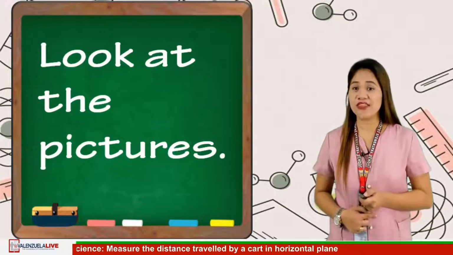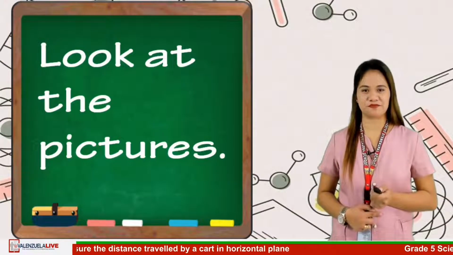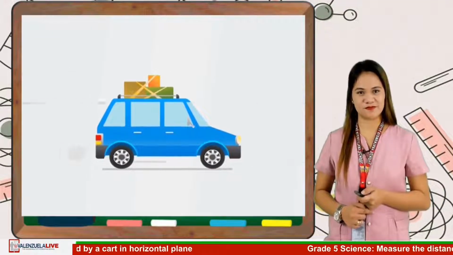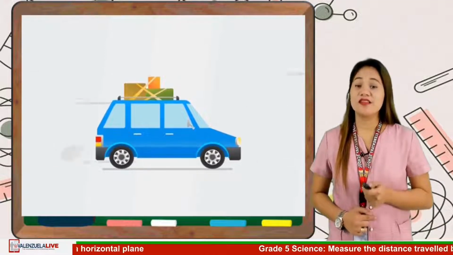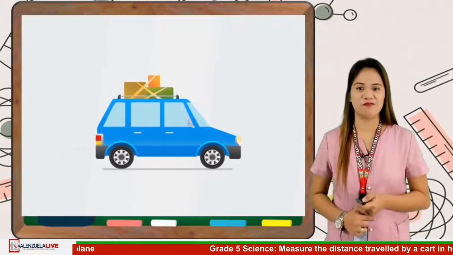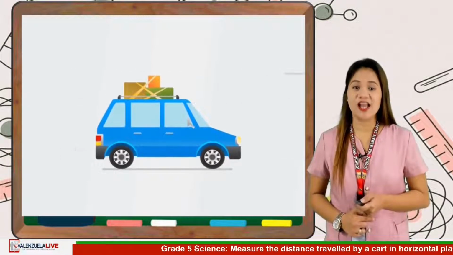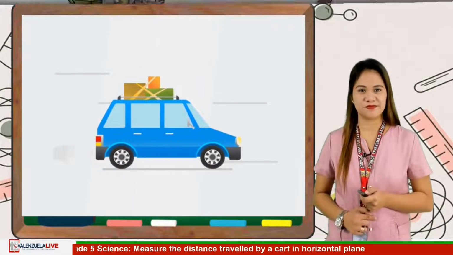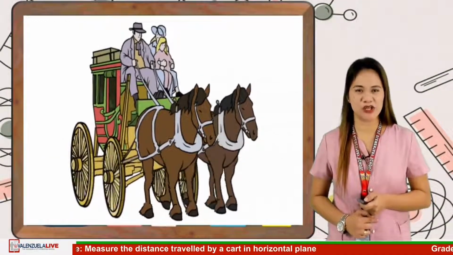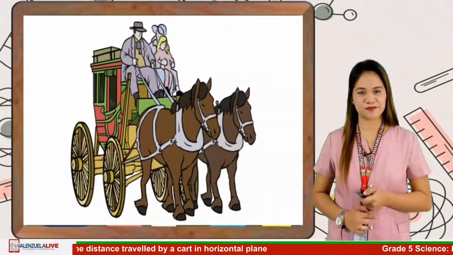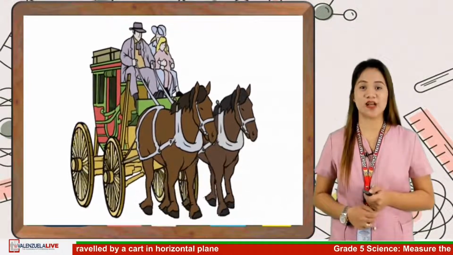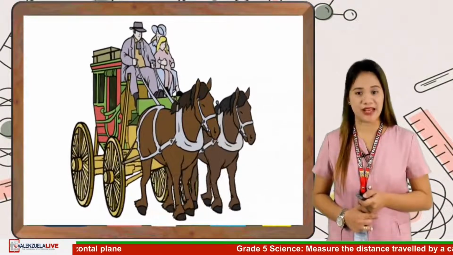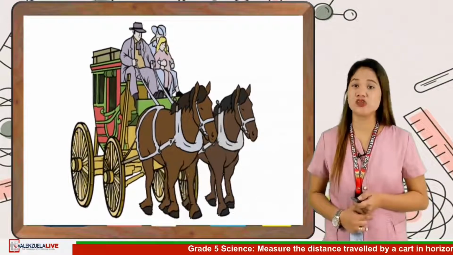Now, take a look at the following picture. What is in the picture? Exactly, very good. This is a picture of a moving car. This is very useful to us and is a means of transportation. How about the second picture? Precisely, this is a picture of a horse carriage. It is used to carry persons or baggage in going one place to another.